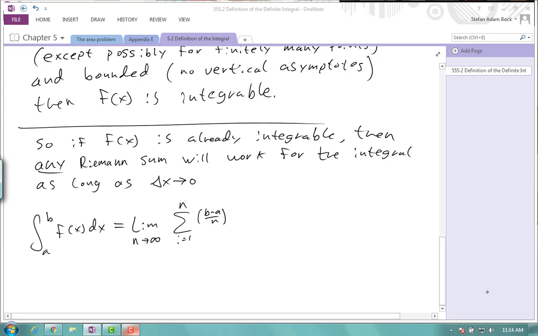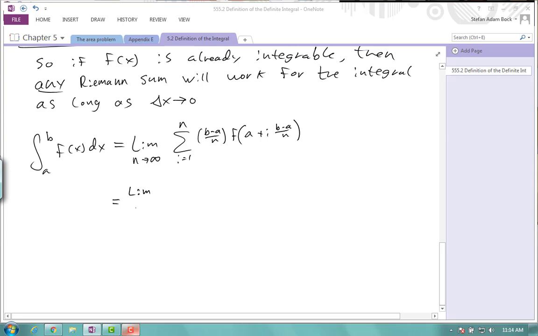My delta x is just b minus a over n because each of my subintervals are going to be equally spaced. And my heights, my sample points, are all going to be on the right hand side of the interval. So my heights will be f of a plus i times b minus a over n. And I get the exact same value if I use the left hand rule. So let's label this. This is the right hand.